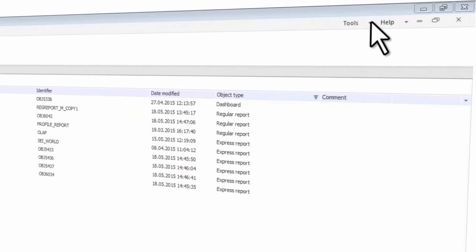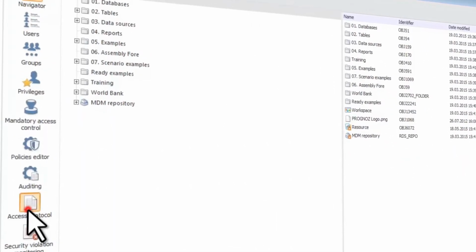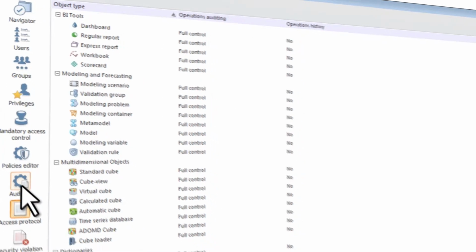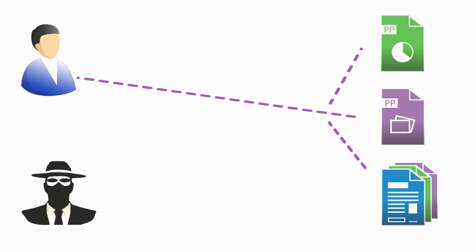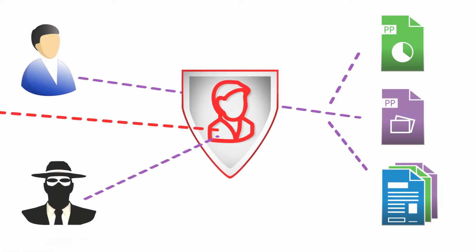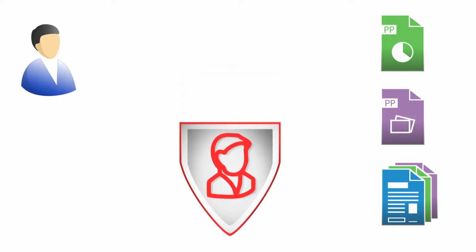The Prognoz Platform comes with a built-in security management and administration tool that enables you to manage access to data, metadata, and tools centrally. Leveraging access control at the level of objects and individual records, the Prognoz Platform Security Management and Administration module protects the system against unauthorized access.